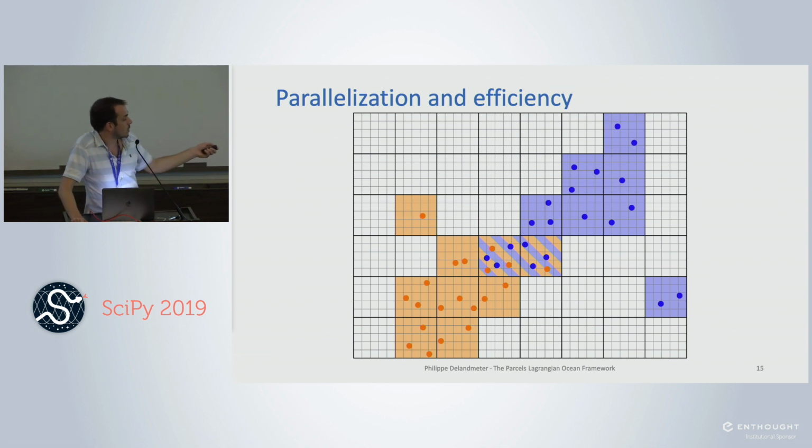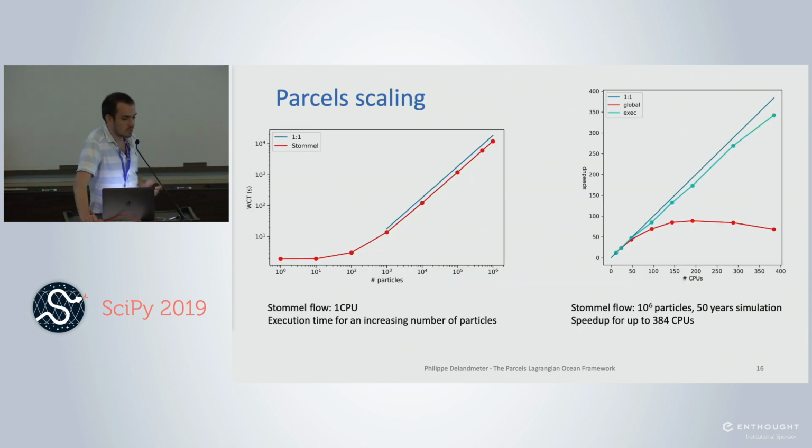For example, here, you would like the blue particles to be sent to the orange processor, and the orange particles to be sent to the blue processor, so you don't load the data twice. That's what we are working on for the moment. There is a proof of concept. It works quite fine, but there is a lot of development to do.